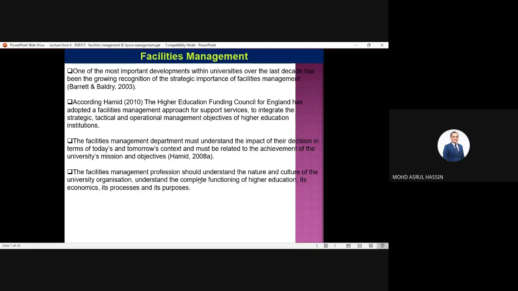Others about facilities management: one of the most important developments within universities, for example, over the last decade, has been the growing recognition of the strategic importance of facilities management. That means it is very important for facilities management to be managed at the strategic level, or from the top management view.